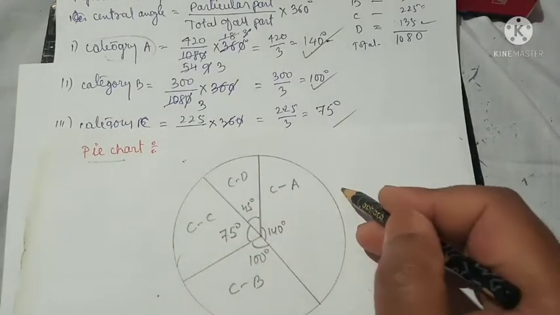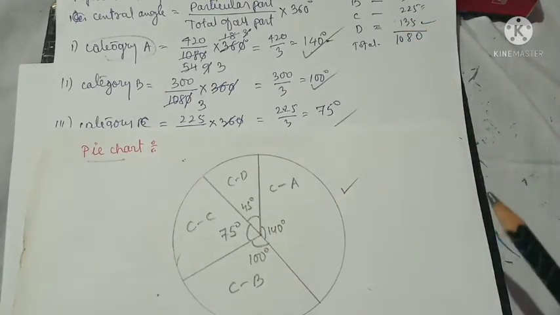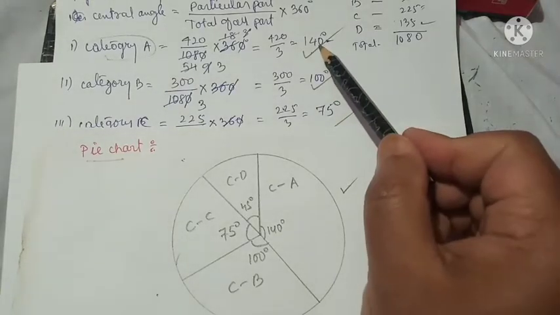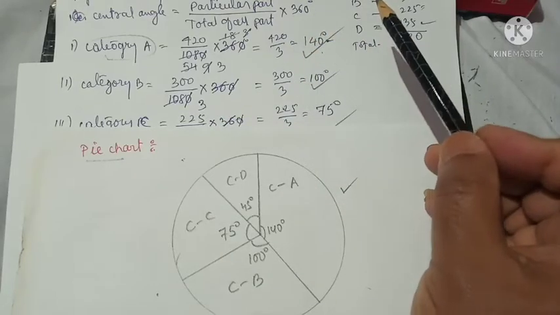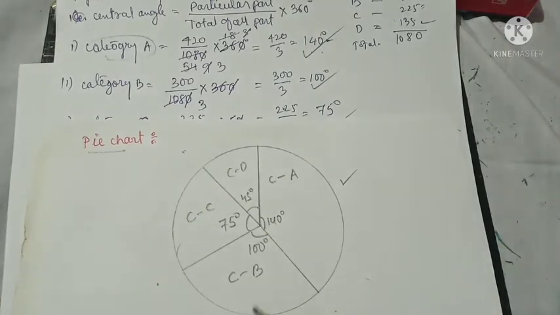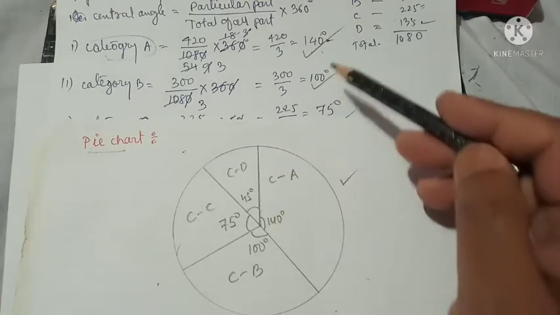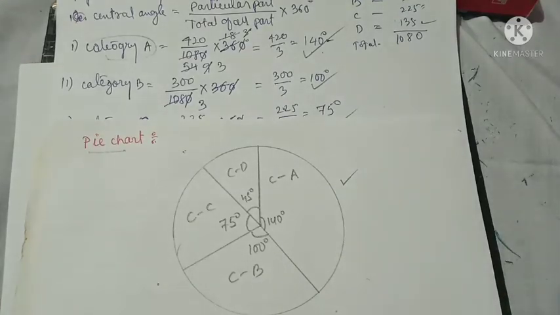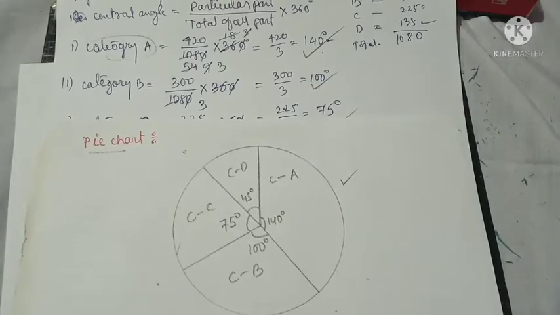This is the pie chart. To draw the pie chart, first we have to find out the central angle of the given data, and then after finding the central angle, we have to draw a circle, and then a radius, and by using the protractor we have to put the degrees of its central angles to make the sector of the given data. This is how a pie chart is constructed.